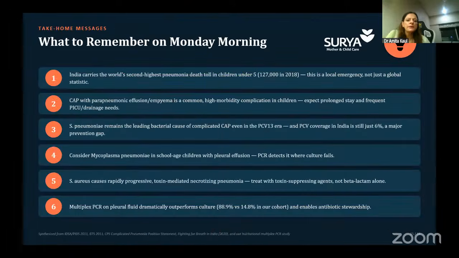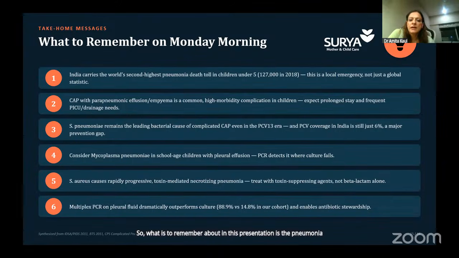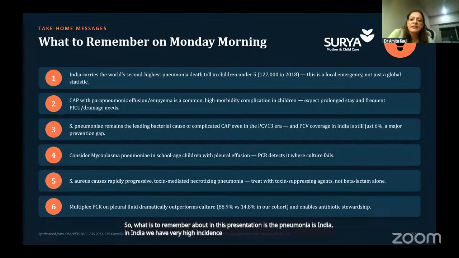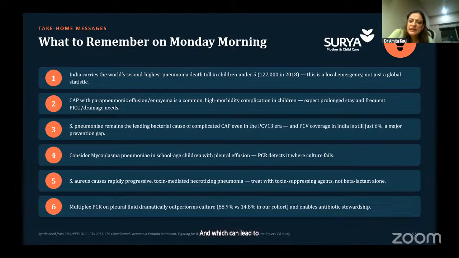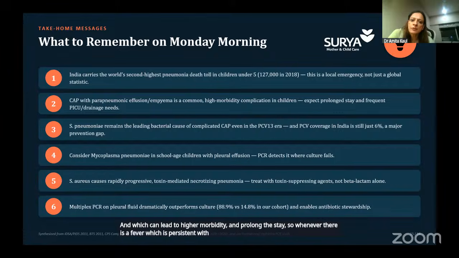So what is to remember in this presentation is that in India we have a very high incidence of pneumonia deaths, so we have to diagnose it early and treat it properly. Community acquired pneumonia can come with complications like effusion and empyema, which can lead to higher morbidity and prolong the stay. So whenever there is a persistent fever with community acquired pneumonia, always look for complications.